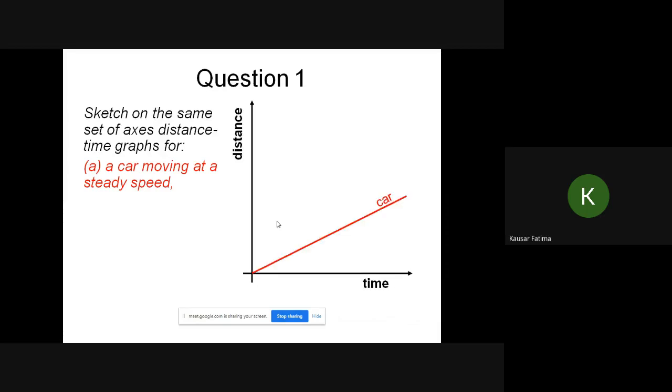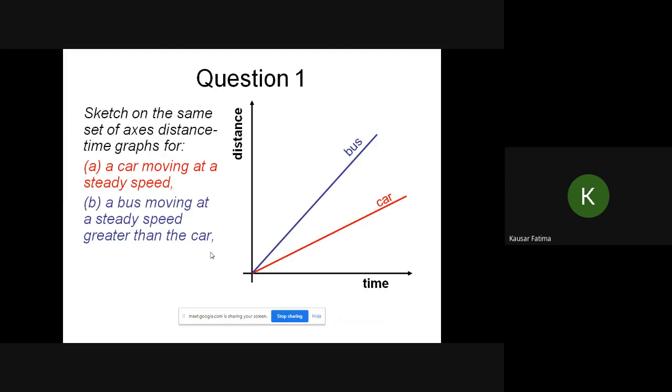Okay. The bus is moving at a steady speed greater than the car. So you must be knowing it now that this will be a straight line graph passing through the origin here, and it is having greater slope compared to the slope of the car's motion.